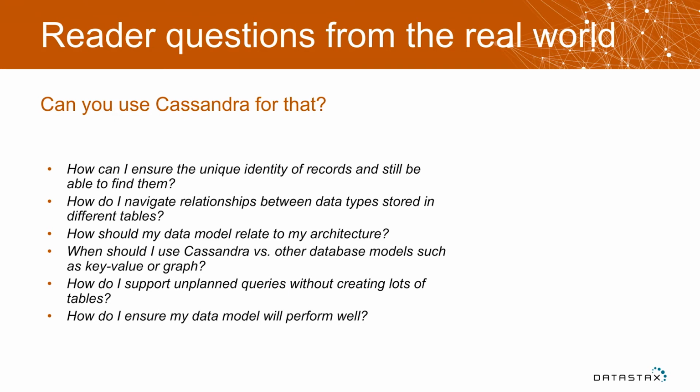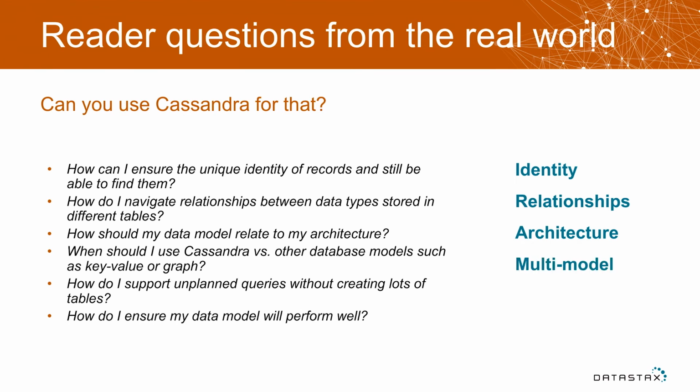There are questions like, how can I ensure the unique identity of my records and still be able to find them later? This is a question of identity. How do I navigate the relationships between different data types stored in my tables? This is a question about relationships. How should my data model relate to my architecture? This is a question about architecture. When should I use Cassandra versus other data models like key value or graph? This is a question about multi-model. How do I support additional queries without having to create a lot of new tables? This is a question about search. How do I ensure my data model will perform well? This is a question about scalability.